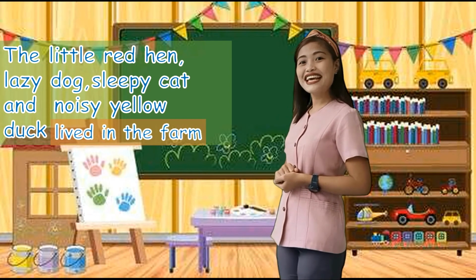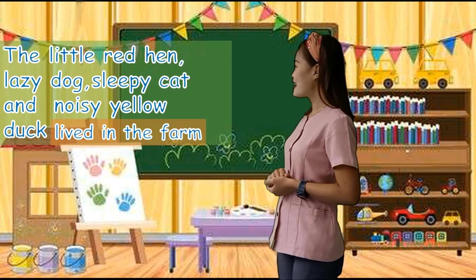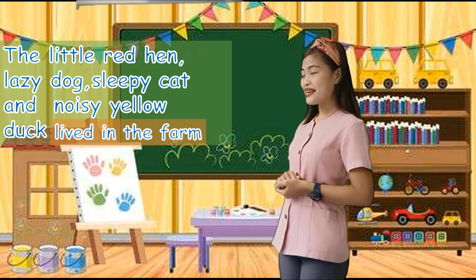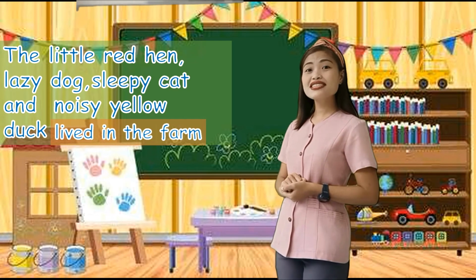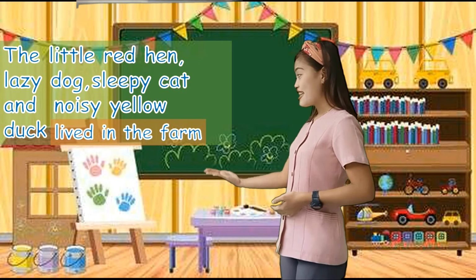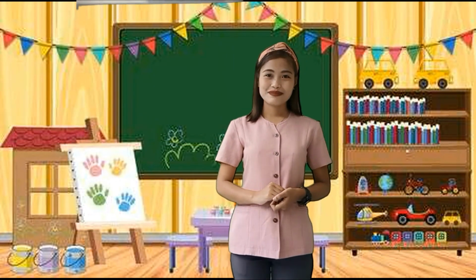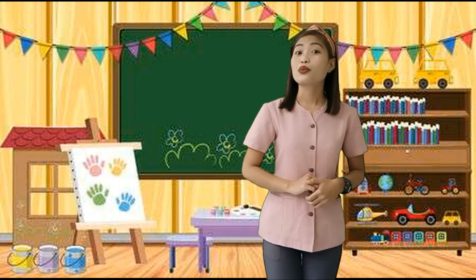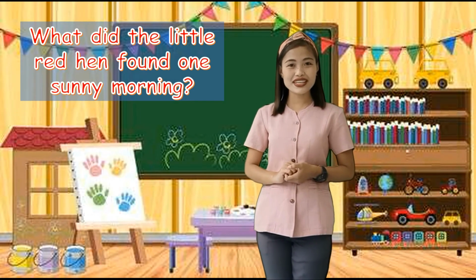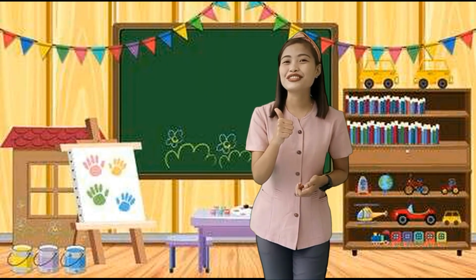Now read after me. The little red hen, lazy dog, sleepy cat, and noisy yellow duck lived in a farm. This is what we call the descriptive sentence. Going back, what did the little red hen find one sunny morning? Very good.